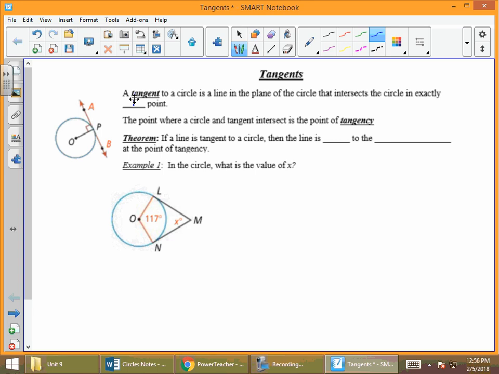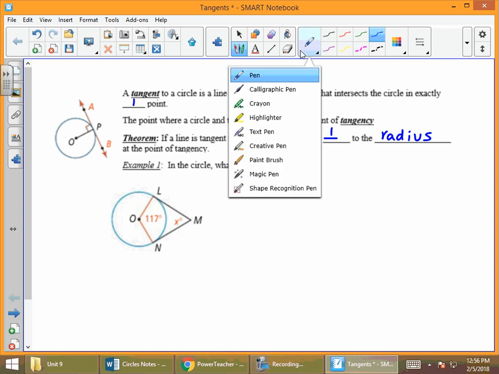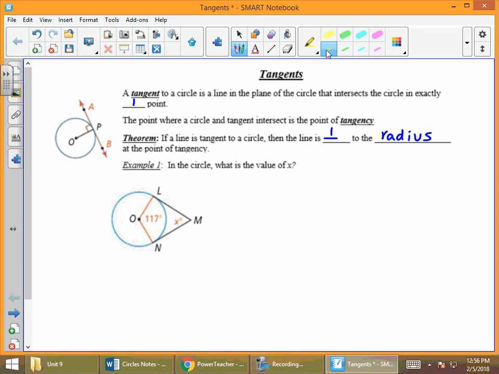An important theorem to know about this is that if a line is tangent to a circle, then the line is perpendicular to the radius at the point of tangency. So when you have a tangent line, in this diagram here, AB is your tangent line. Here's our tangent. It's hitting a circle at exactly one point, point P. That is our point of tangency.